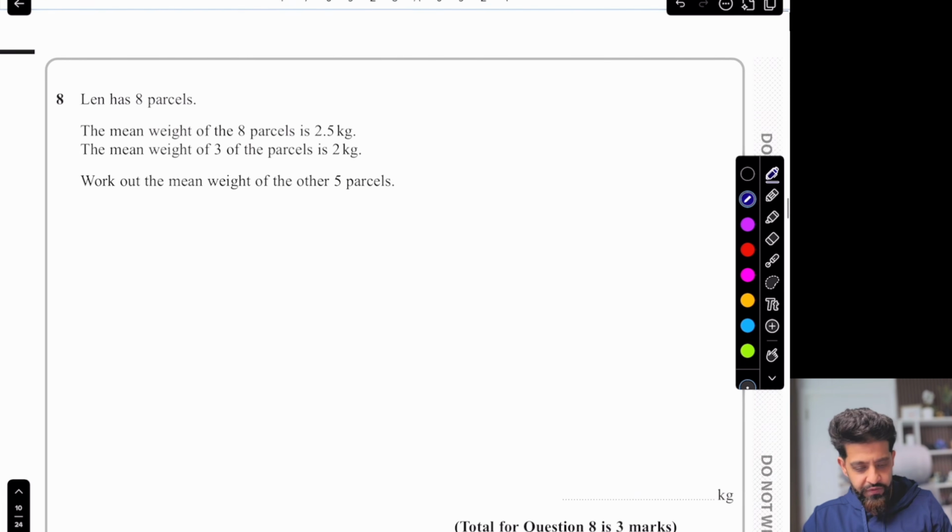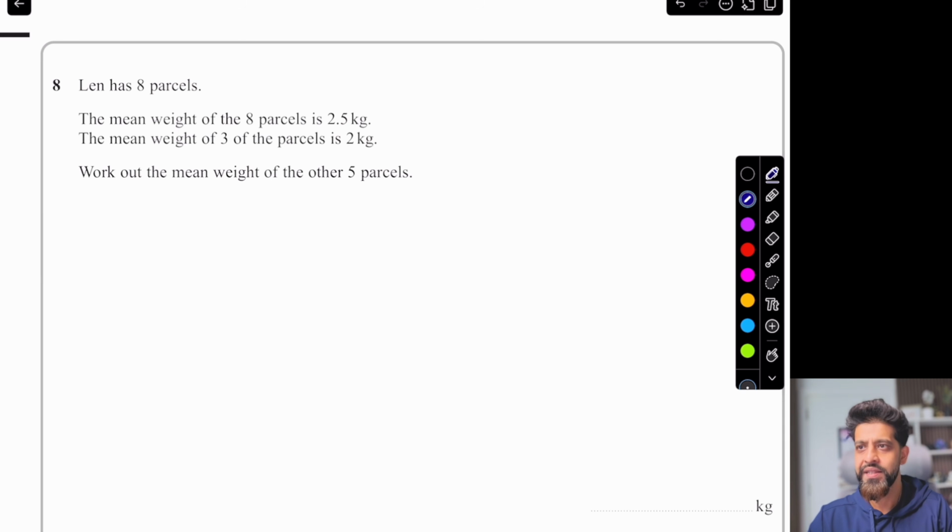Question number 8 for 3 marks. Len has 8 parcels. Let's do that again, shall we? Question number 8. Len has 8 parcels. The mean weight of the 8 parcels is 2.5. The mean weight of 3 of the parcels is 2 kilograms. Work out the mean of the other 5 parcels.